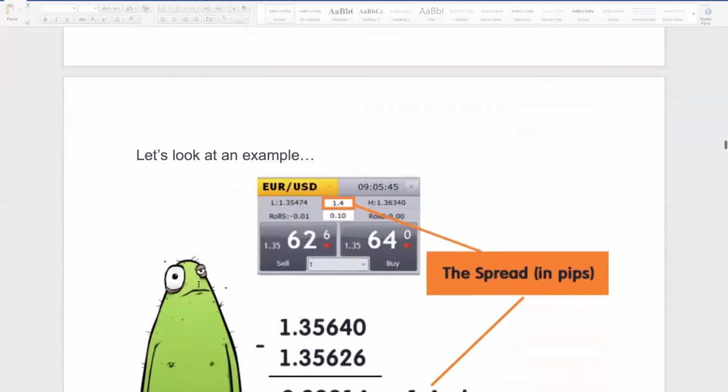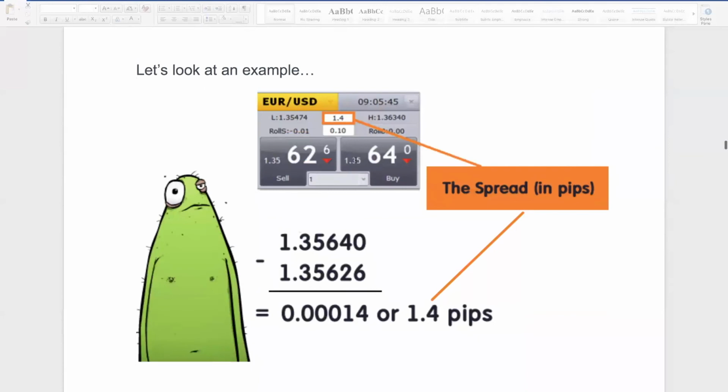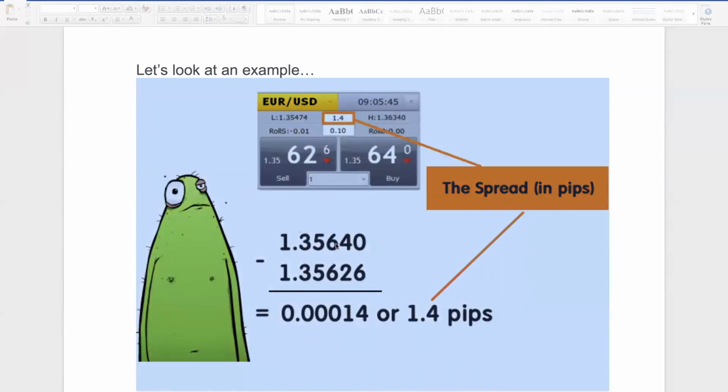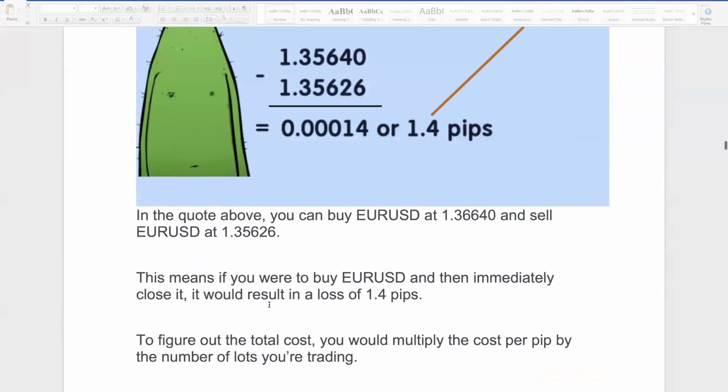Okay, let's look at an example. Euro USD, the spread in pips, that's 1.4. If you subtract 1.35640 and 1.3562, you get 1.4 pips. In this quote above, you can buy Euro USD at one price and sell Euro USD at another, so it's like the bid and the ask. This means if you were to buy Euro USD and then immediately close it, it would result in a loss of 1.4 pips.